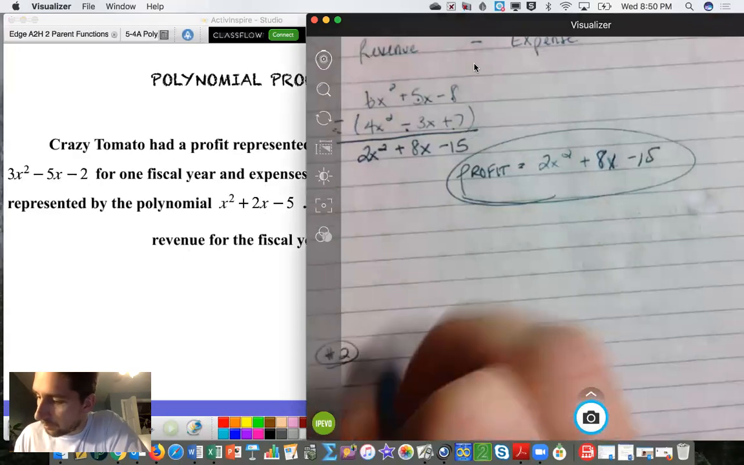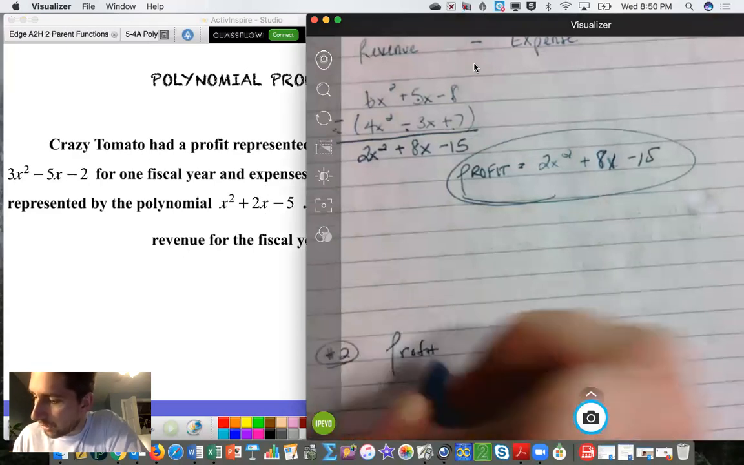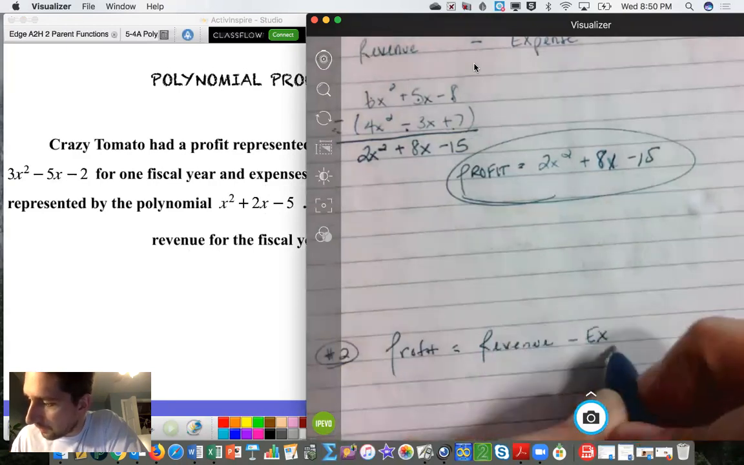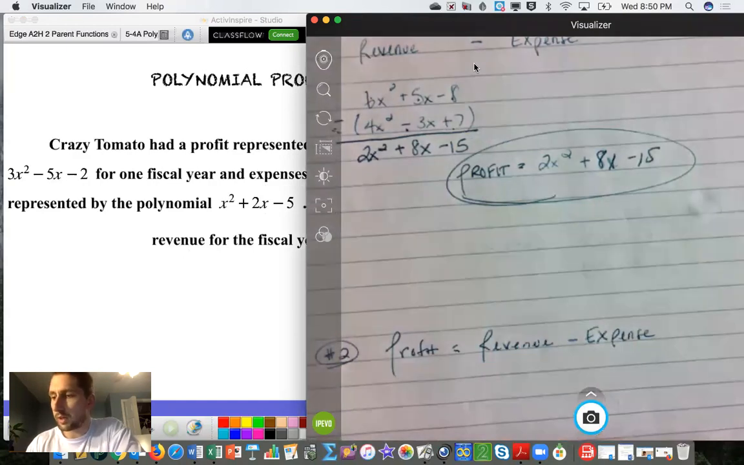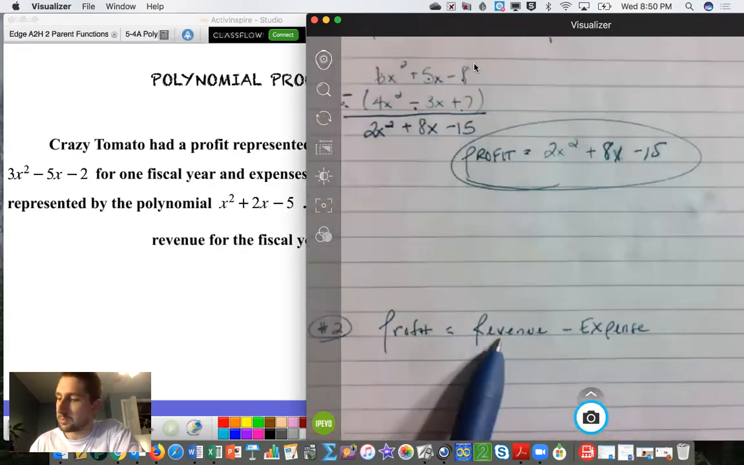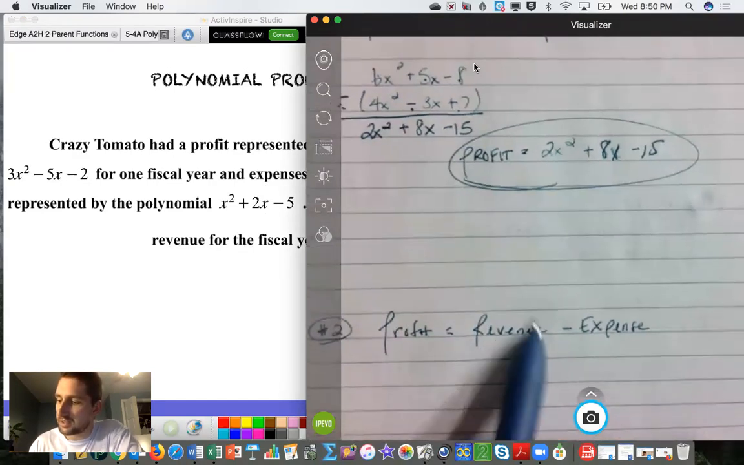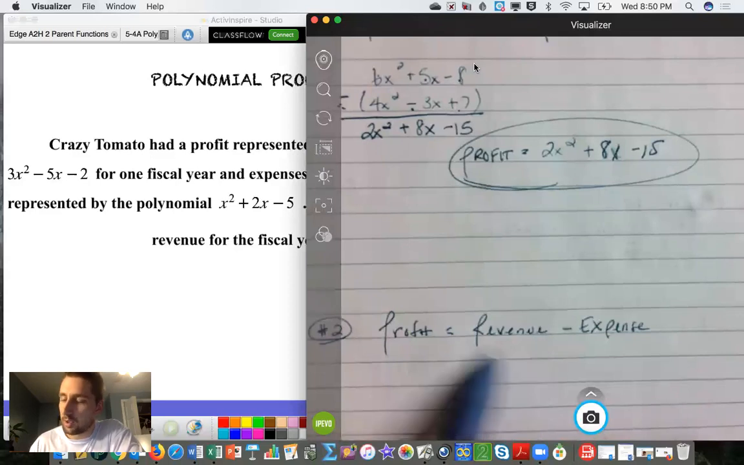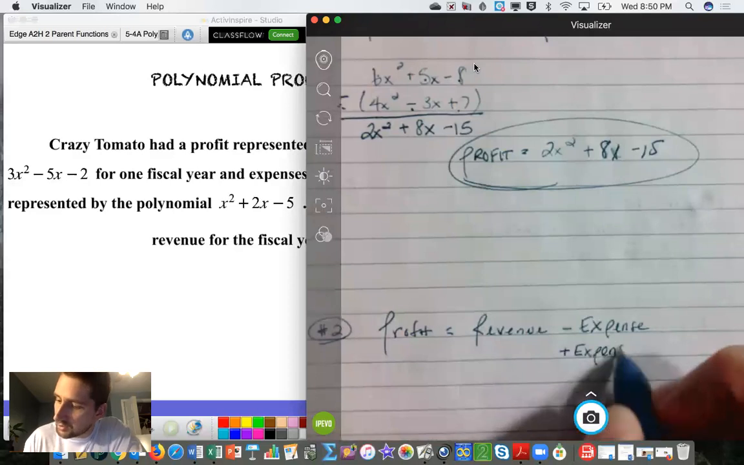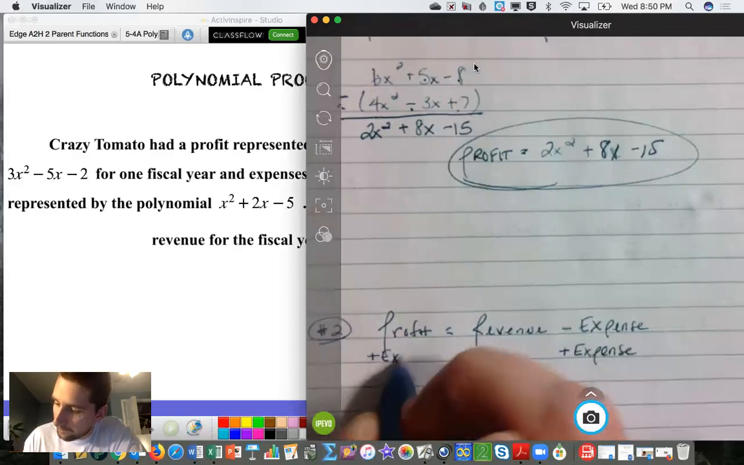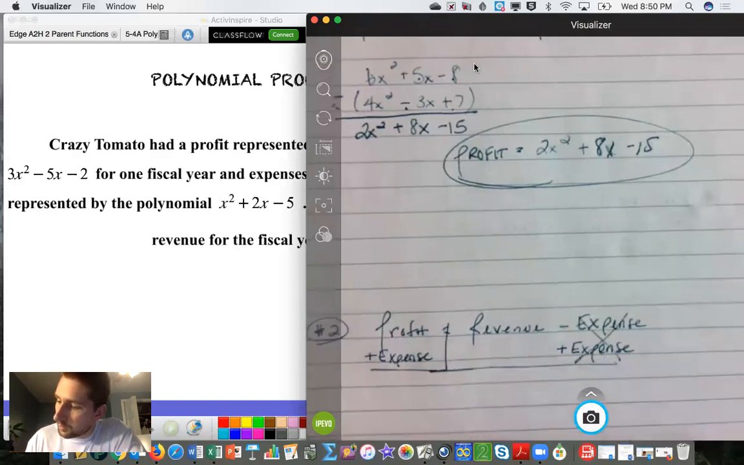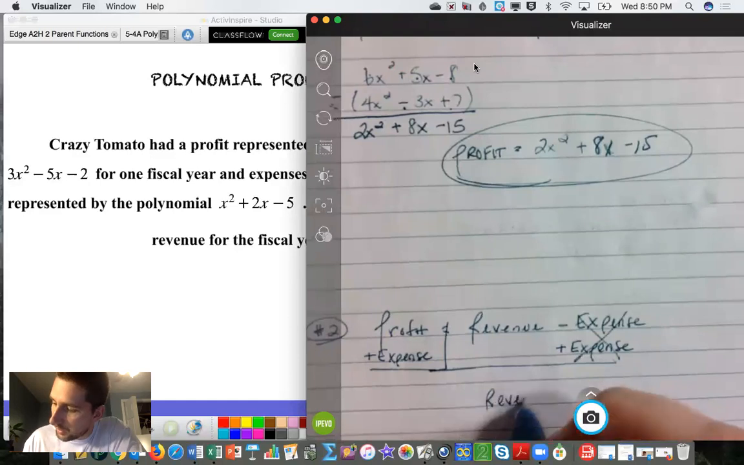With example 2, I know that profit is equal to revenue minus expense. One way to look at it is like this. We're asked to find the revenue. We don't know what my revenue is. Well, if I just want to isolate revenue, I must take my inverse and add my expenses to the other side. Now revenue is isolated, it's by itself.